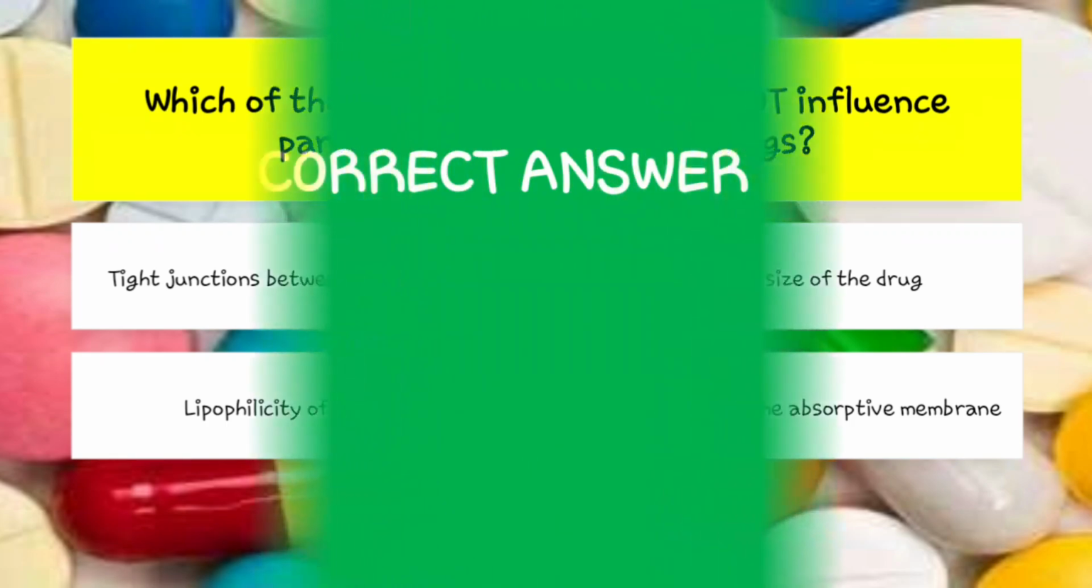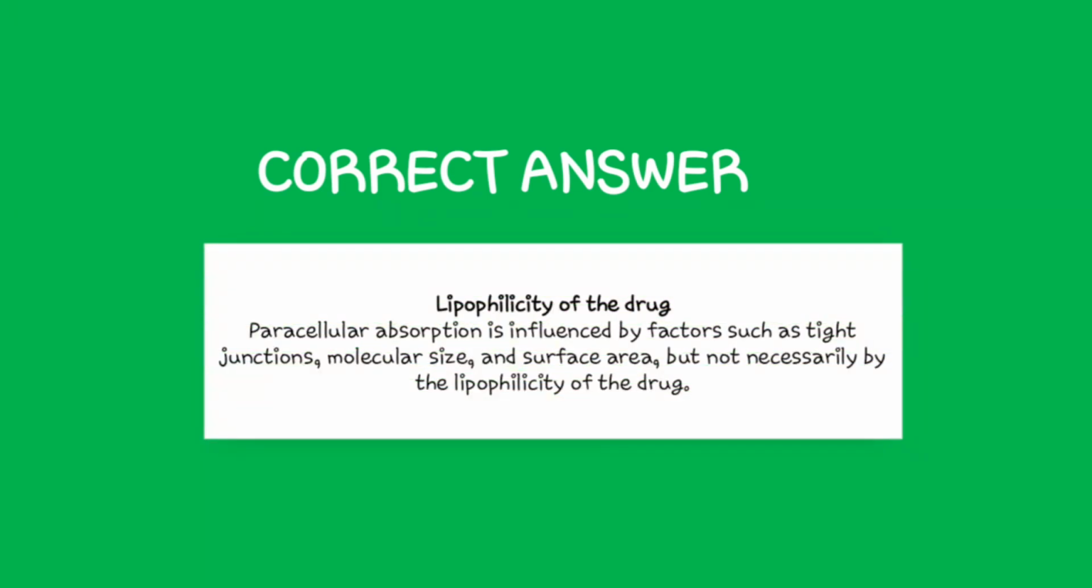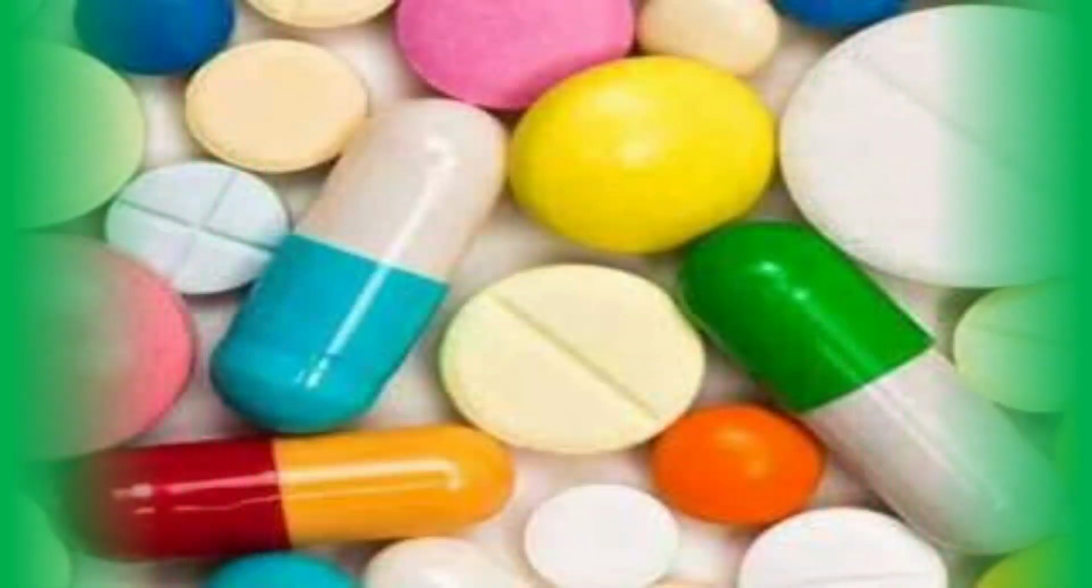Time up students. The correct answer for this question is lipophilicity of the drug. Paracellular absorption is influenced by factors such as tight junctions, molecular size, and surface area, but not necessarily by the lipophilicity of the drug. Moving to next question.